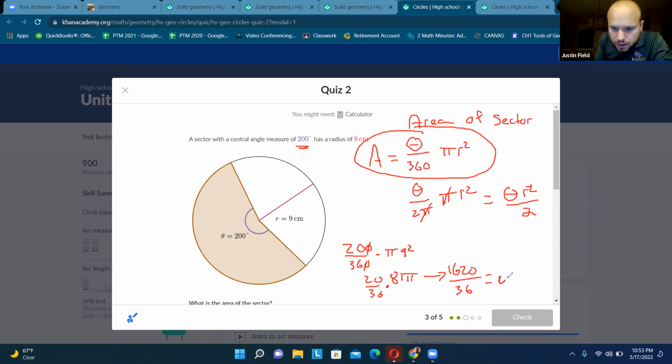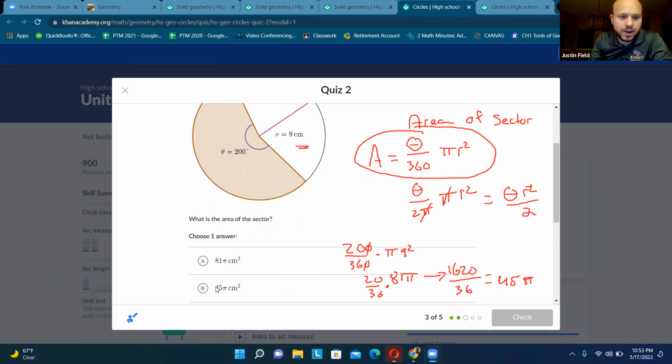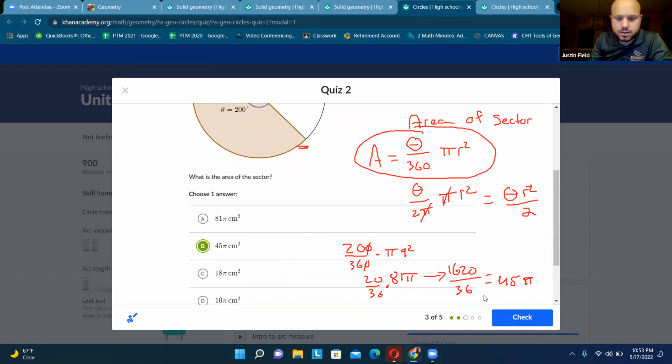I tell you, this pen is on its last leg. 45 pi. So the area of this sector is 45 pi centimeters squared.